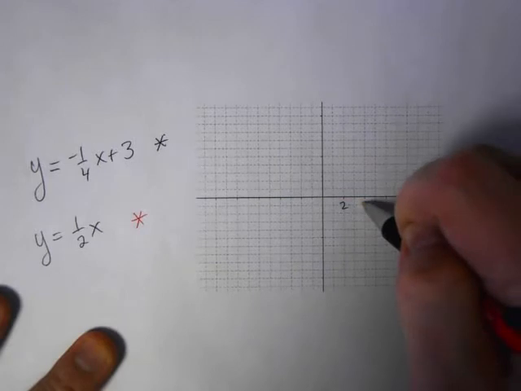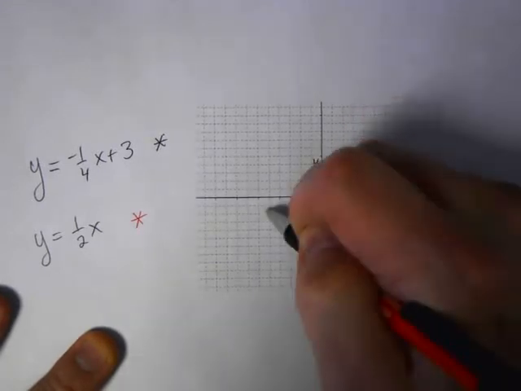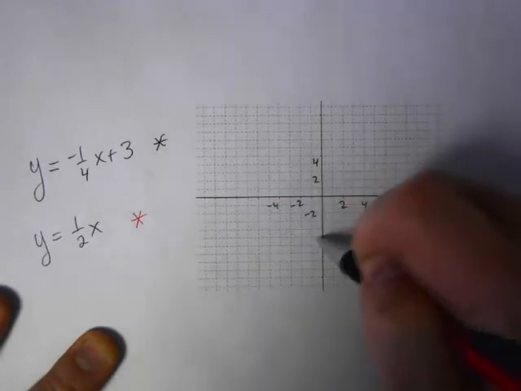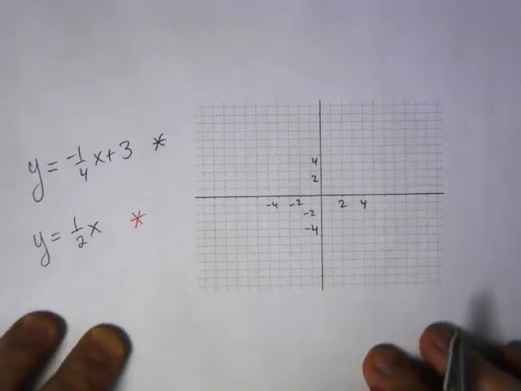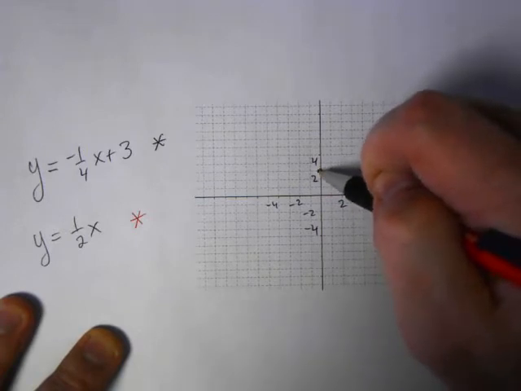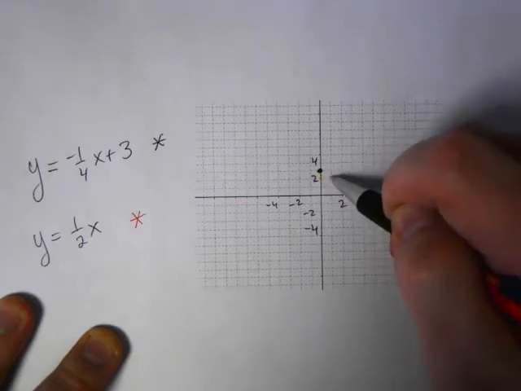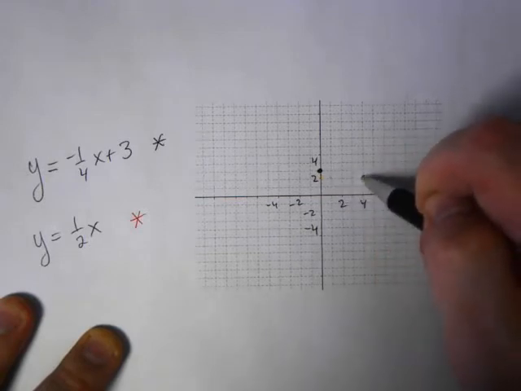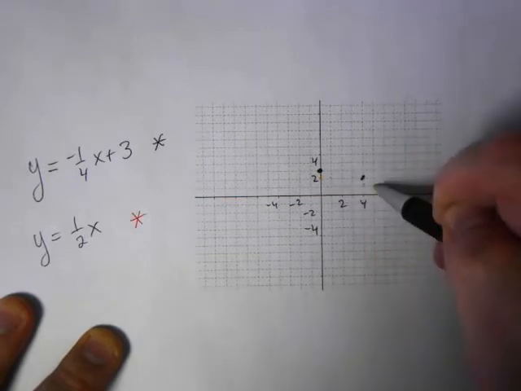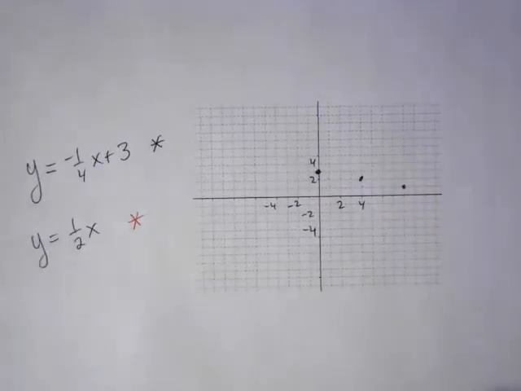Alright, so again, I scale my axes. Always got to have a scaling. Graphs without scaling are meaningless. So this time I've got a y-intercept of 3. And I go down 1 over 4. Down 1 over 4. And then I play connect the dots.